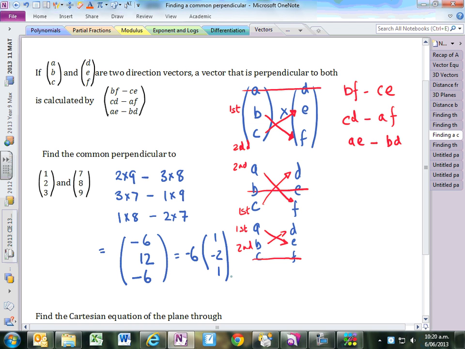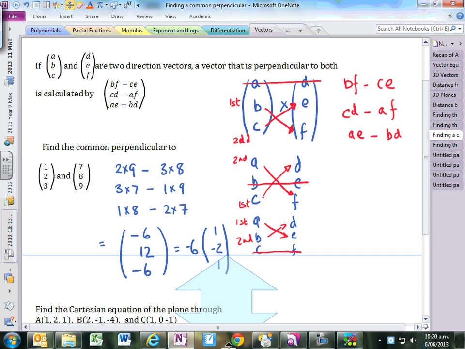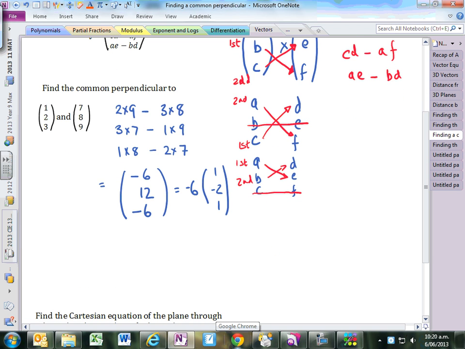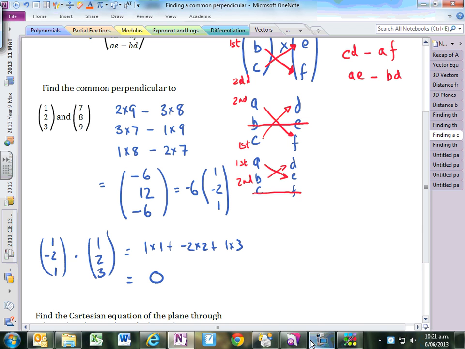How can I check that? How do I know that that's correct? Use the dot product. Okay, so use the dot product of 1, minus 2, 1 dot 1, 2, 3. What do we get? We'll get 1 times 1 plus minus 2 times 2 plus 1 times 3. 1 minus 4 plus 3, that's going to give me 0. So that's fine. We know those two are at right angles.